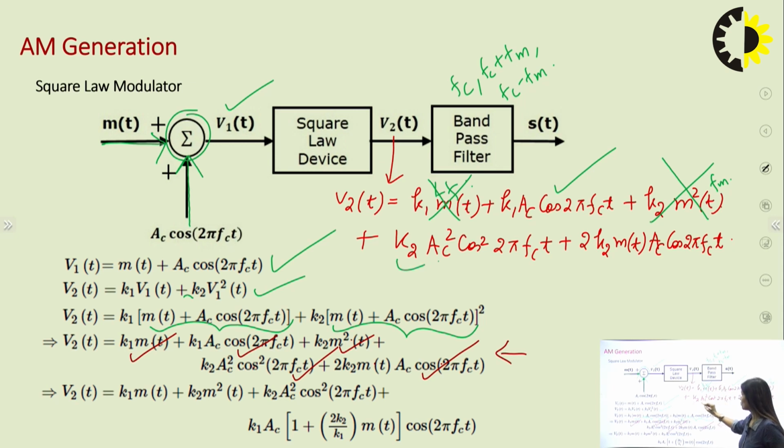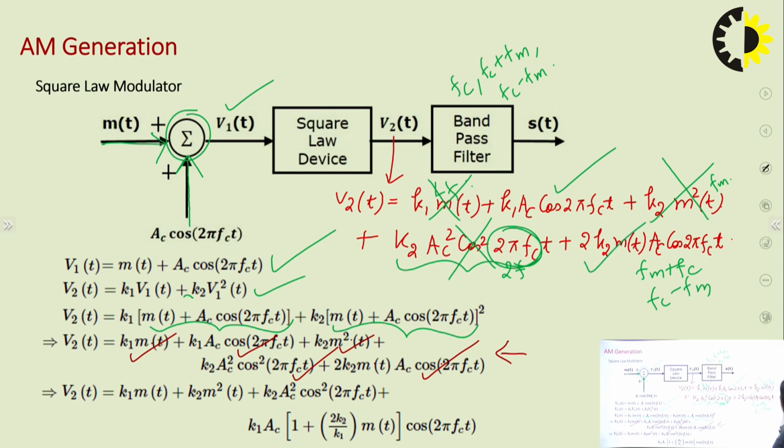This is the 2FC component, the frequency is 2FC. This is also not to be allowed by the band pass filter. This multiplication, FM plus FC, will give 2 components, FM plus FC and FC minus FM. So only this will be allowed.